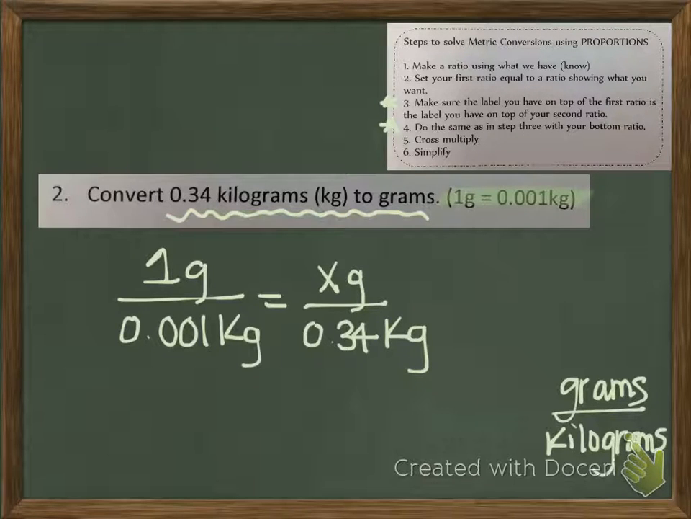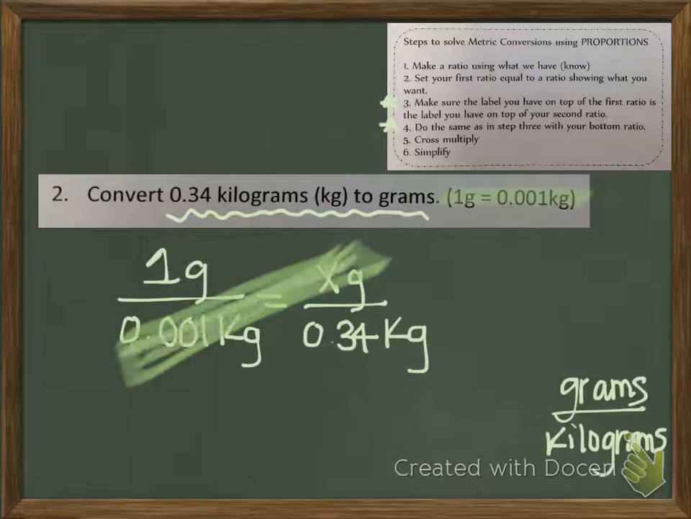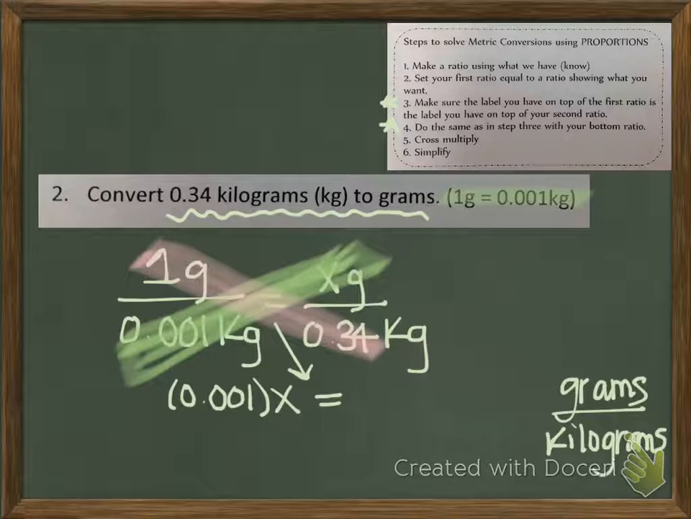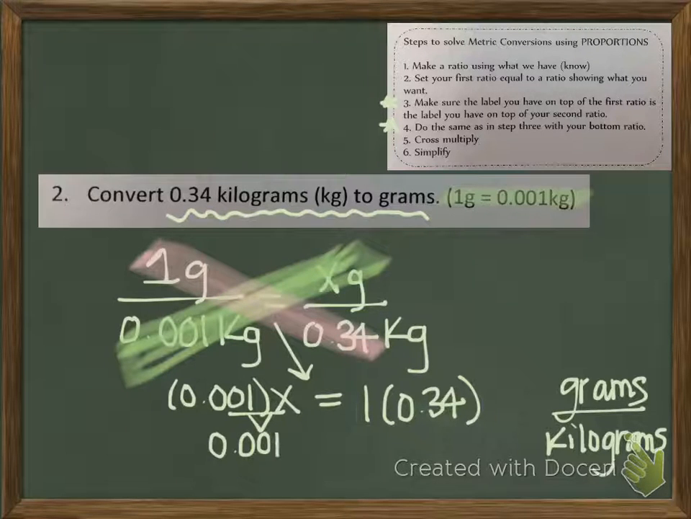So again, I want to multiply my diagonals. I'm showing you that it doesn't matter which diagonal you pick first. So I'm going to pick this one, and I'm going to do 1,000 times x equals, don't forget to bring down your equal sign, the other diagonal, and that is 1 times 0.34. So 1,000 x equals 0.34.